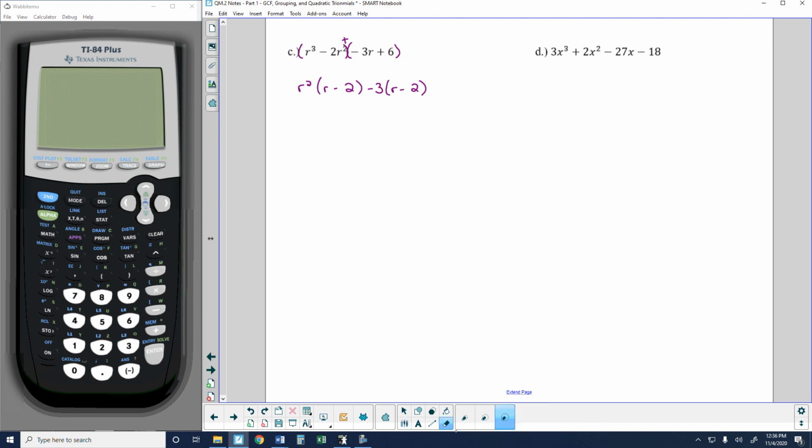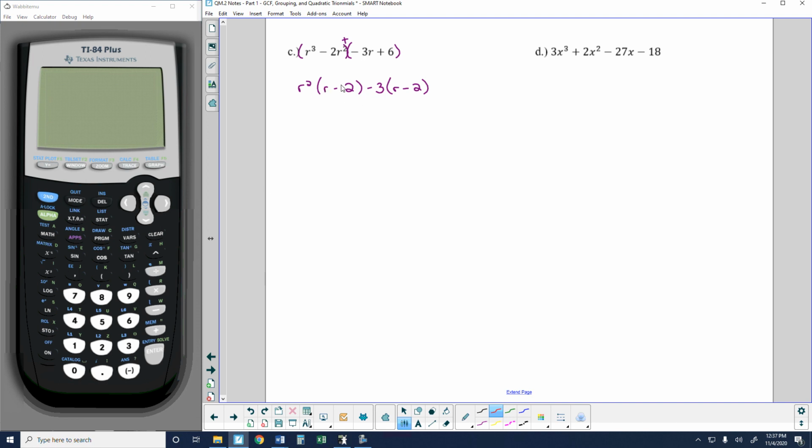If I took out a positive 3, which could have been okay, you could have done that, because that is a GCF, I would get negative r plus 2, which I would not be able to rewrite because inside the parentheses, we need those binomials to be exactly the same. So I'm going to go back and make sure that I factor out the negative. It's nice to always have your leading coefficient in that binomial to be positive. That makes it a little easier to see the pattern there.